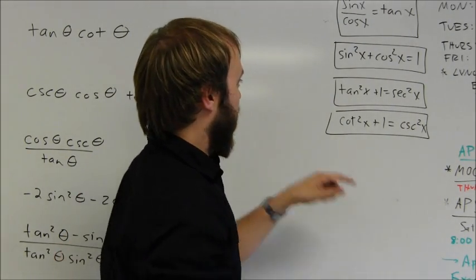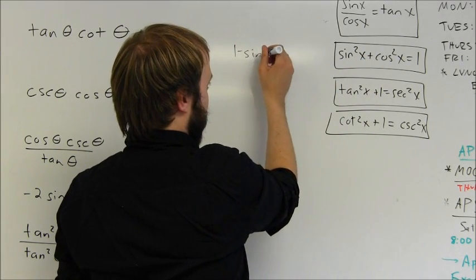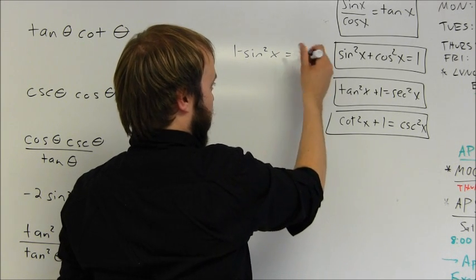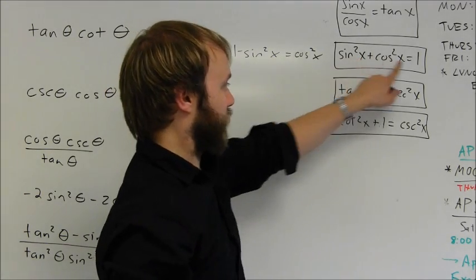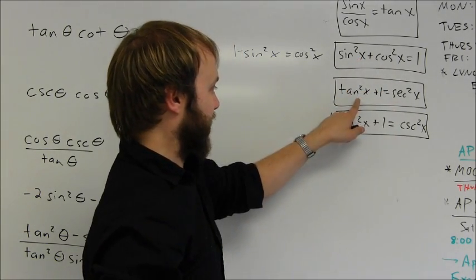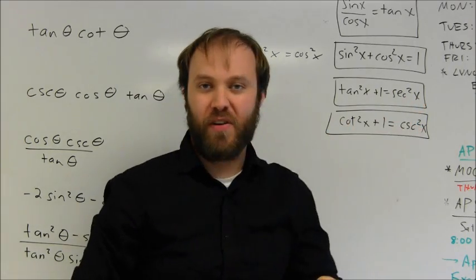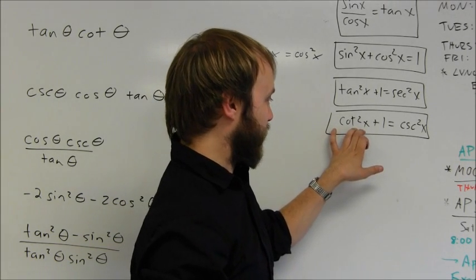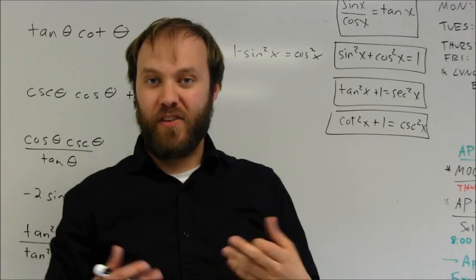For example, I could do 1 minus sine squared of x, and that would be equal to cosine squared of x. If I subtracted tangent squared from both sides, I would find out that secant squared of x minus tangent squared of x is equal to 1. Or if I subtracted cotangent squared x from both sides, I would find out that cosecant squared x minus cotangent squared x is also equal to 1.